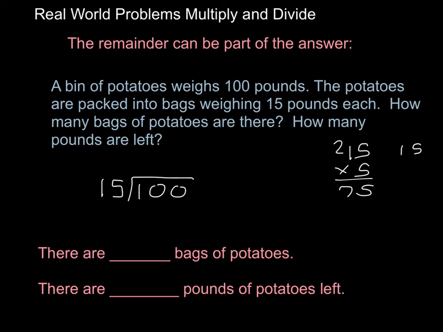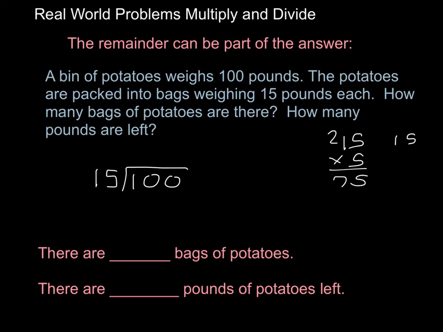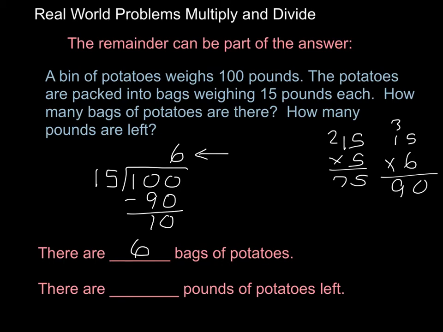15 times 6 is 90, and that's pretty close. Another 15 will put us over 100. So my multiply is 6. 6 times 15 is 90. I subtract, I get 10. So my number of bags of potatoes is 6, and how many pounds are left is 10. I need both parts of the division problem for my answer.